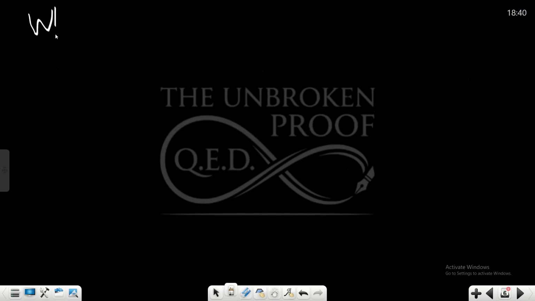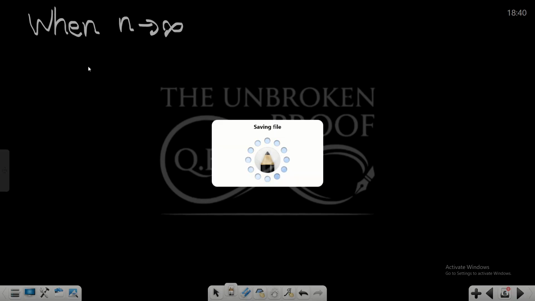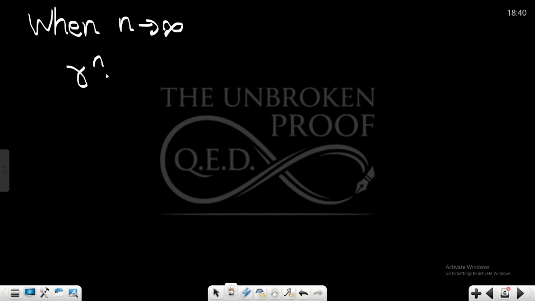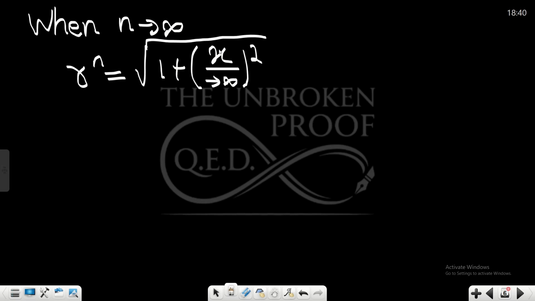When n tends to infinity, r power n will be 1 plus x by infinity whole square. If we have something by infinity, 1 by infinity, then we can replace it with 0, so this is going to be 1. And your cos n theta and sin n theta will remain the same. We are not going to replace them now.